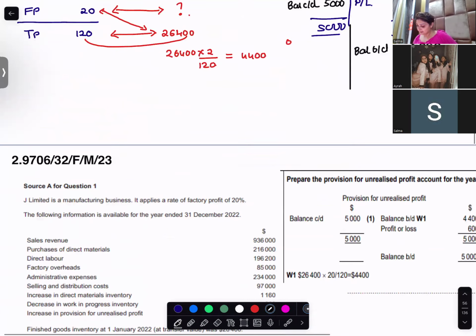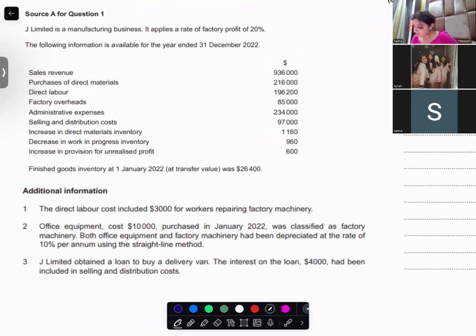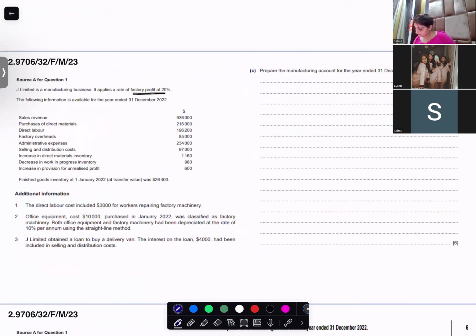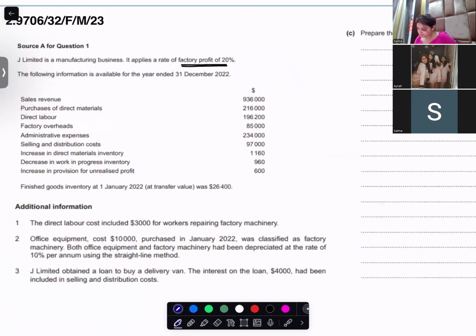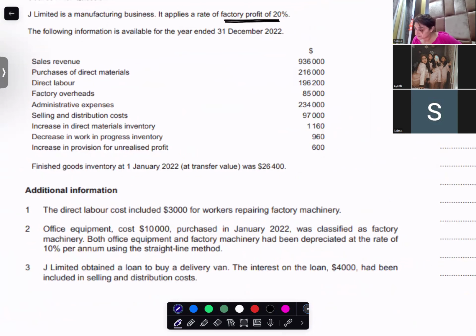Now they have asked us to prepare a manufacturing account. Factory profit is how much? 20%. Okay. I have to prepare the manufacturing account. So I will start. I know the format of my manufacturing account, correct? First I'll do the markings. Purchase of direct material, raw material consumed, direct labor, factory overheads. Administrative expenses, income statement, like other expenses, selling and distribution, other expenses. Okay. Increase in direct material inventory.